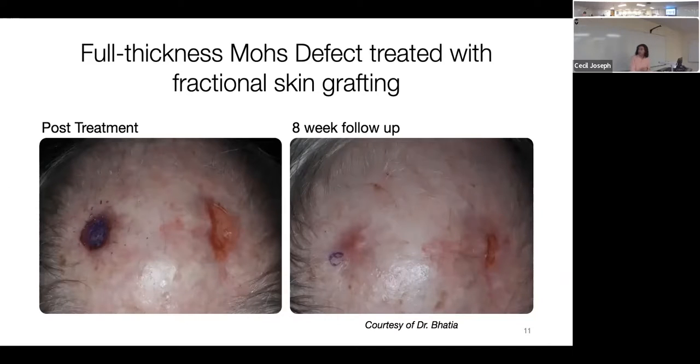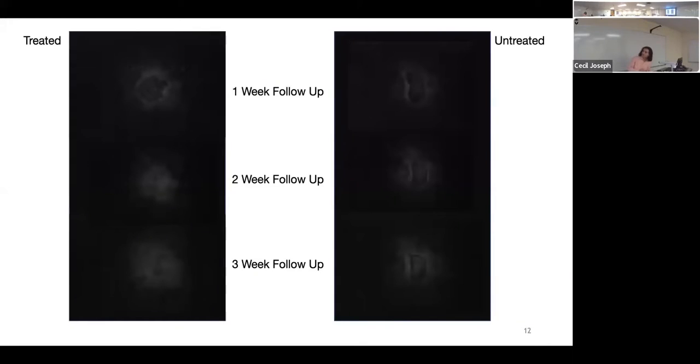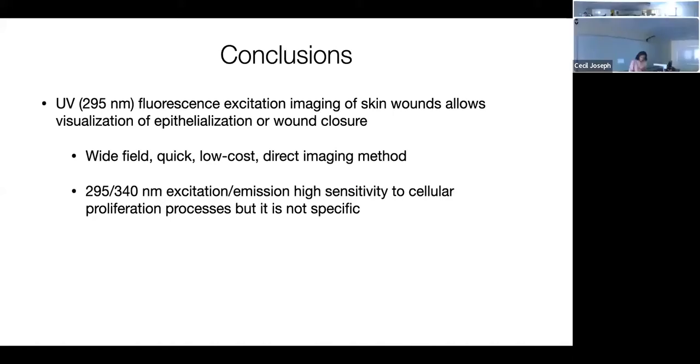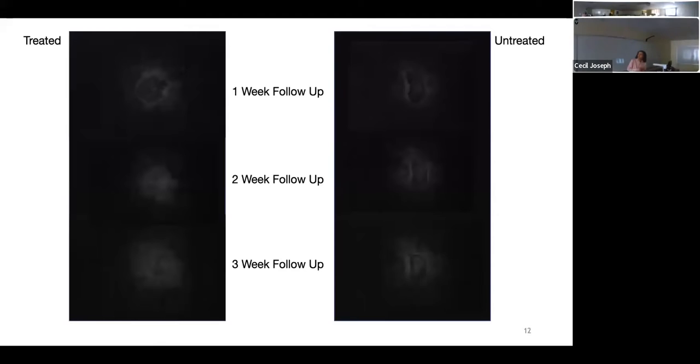So what we did, we just took images, which are hard to see. And I don't have a pointer. Well, that would be good if we can just. Yeah, that's a little bit better.